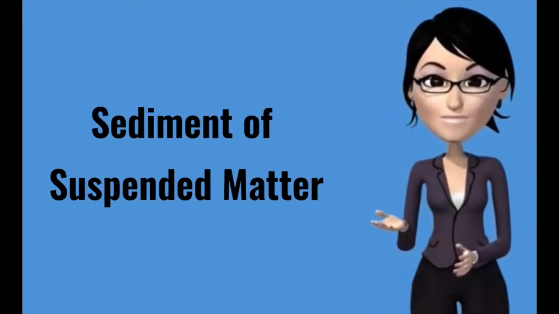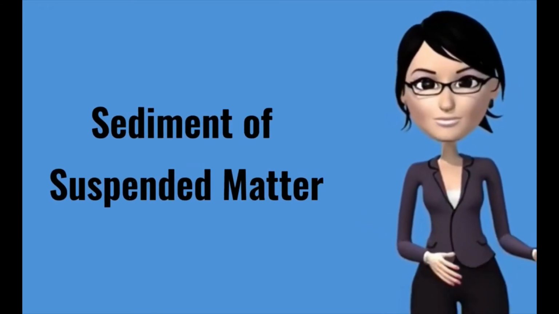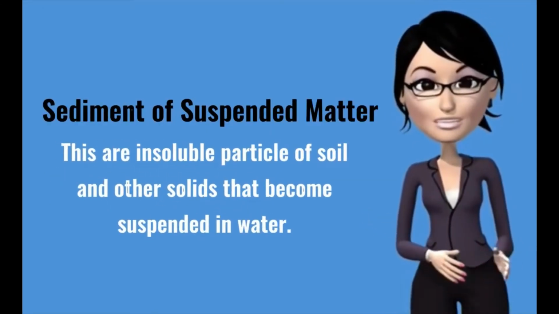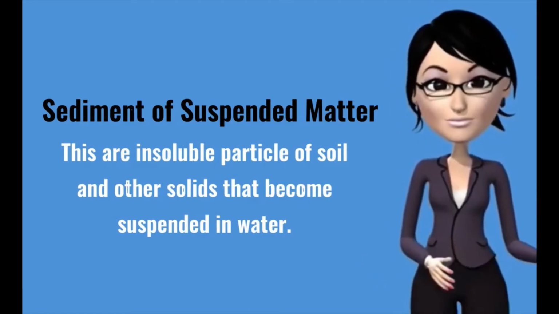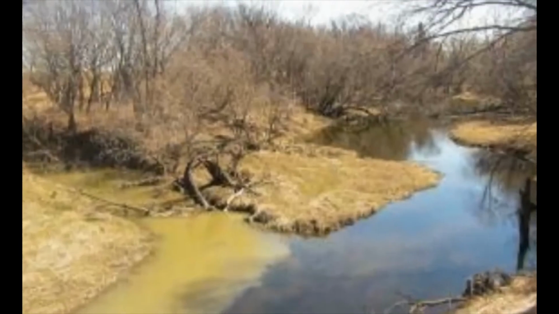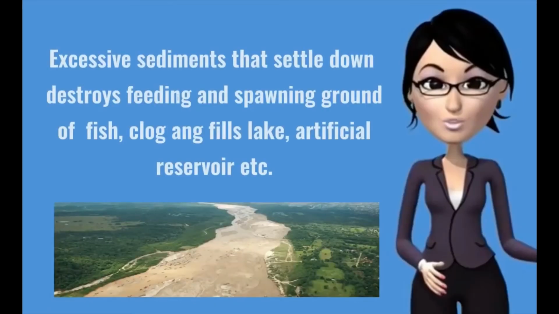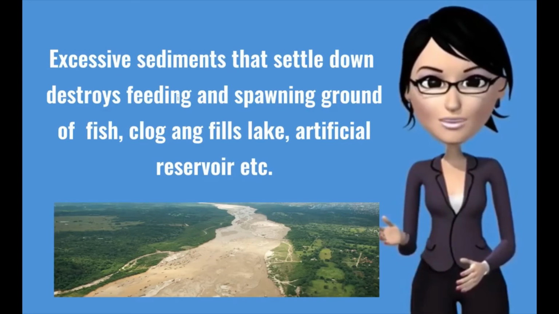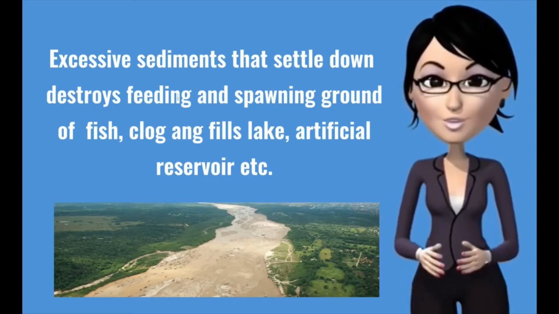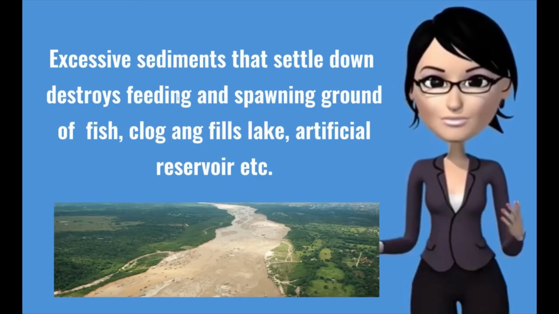Sediment or suspended matter is another class of water pollutant. These are insoluble particles of soil and other solids that become suspended in water. This occurs when soil is eroded from the land. Excessive sediments that settle down destroy feeding and spawning grounds of fish, and clog and fill lakes, artificial reservoirs, etc.